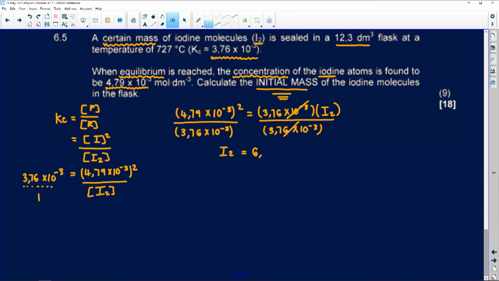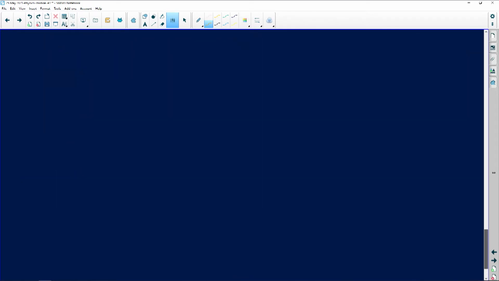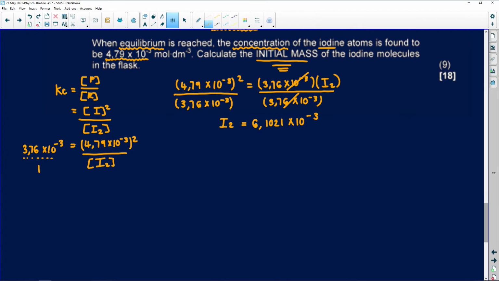I'm also going to keep it to 3 or 4 decimal places because this is not my final answer. Remember, the more you round off, the more incorrect your answer actually becomes. So that is then what I get for my concentration of my I2. Let me just extend my page a little bit. So therefore, I'm not done. We're still looking for the mass. I haven't even started with the question.